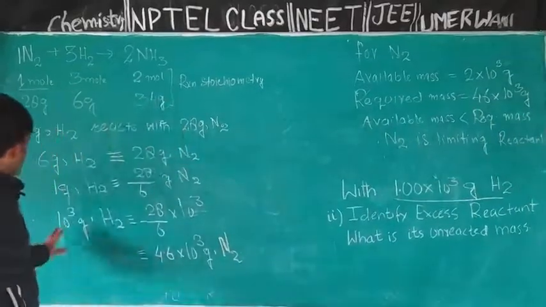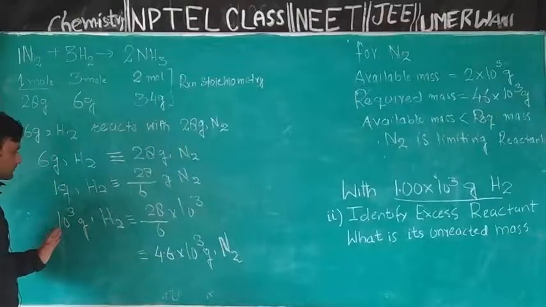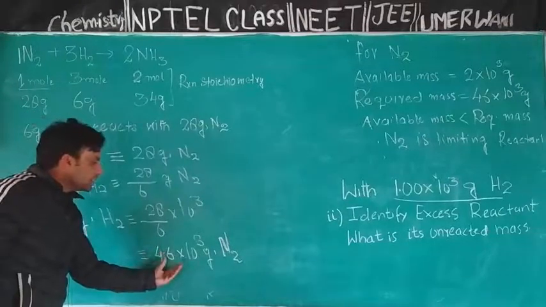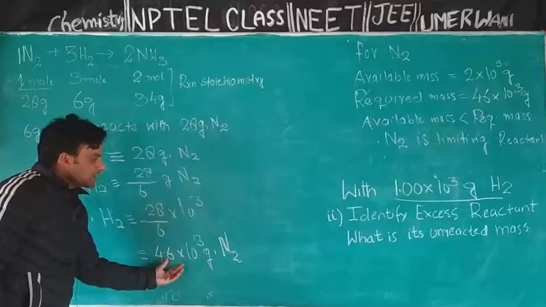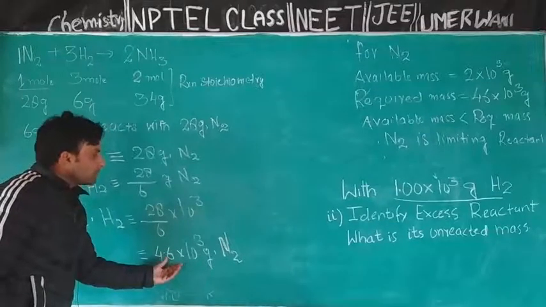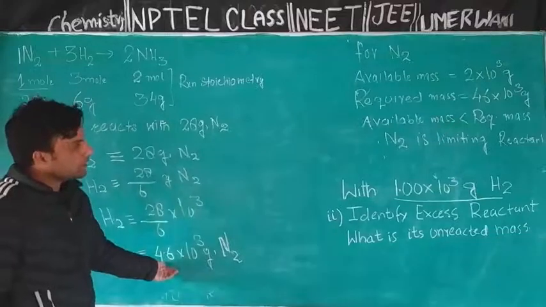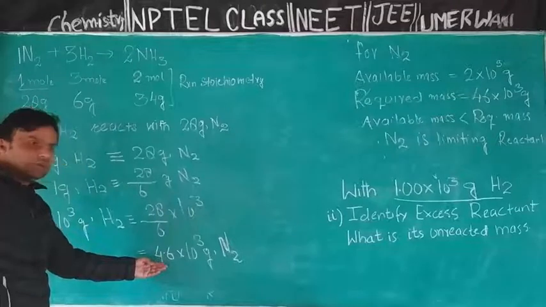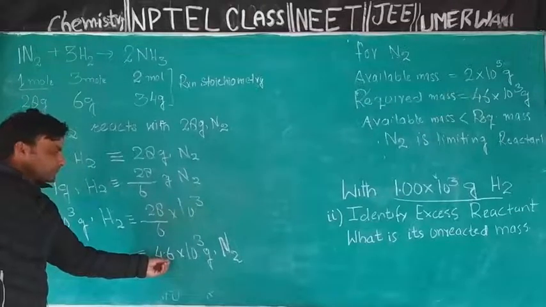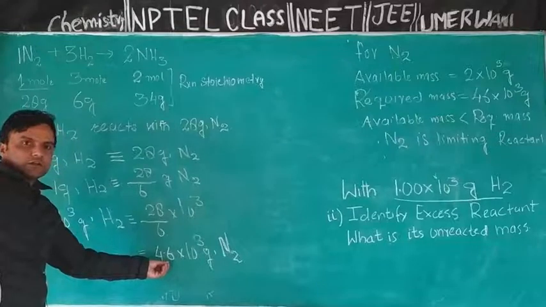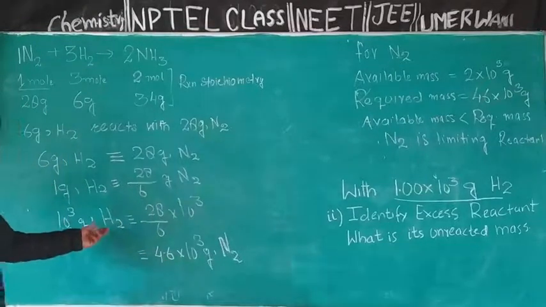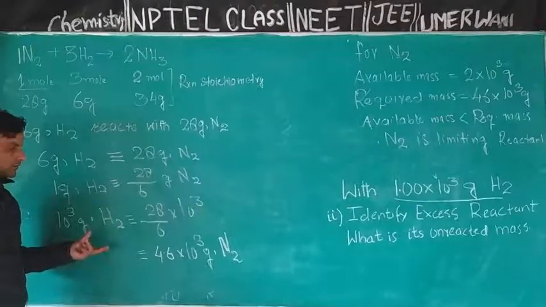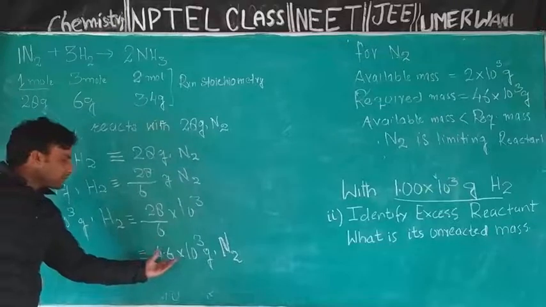because it is also clear from here: we start the reaction taking 10 raised to power 3 grams of hydrogen, and for 10 raised to power 3 grams of hydrogen we need 4.6 into 10 raised to power 3 grams of nitrogen. But the available mass of nitrogen is only 2 into 10 raised to power 3, which is less than this value. Therefore nitrogen is our limiting reactant, and hydrogen will be our excess reactant.